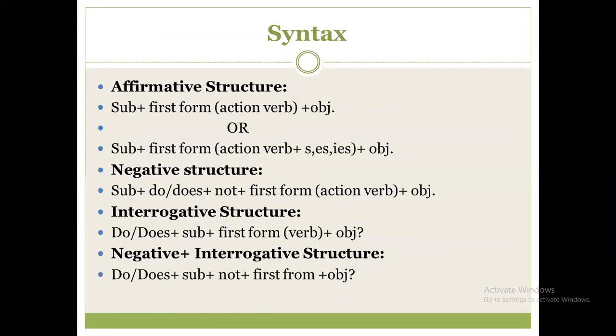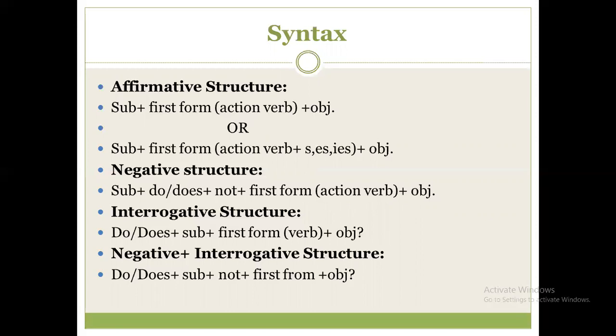Let's move towards the syntax of present indefinite tense. The very first structure is the positive sentence, that is subject plus first form of verb plus object. This structure is just for first and second persons, and the third person structure is subject plus first form of verb with the addition of S, ES or IES plus object.